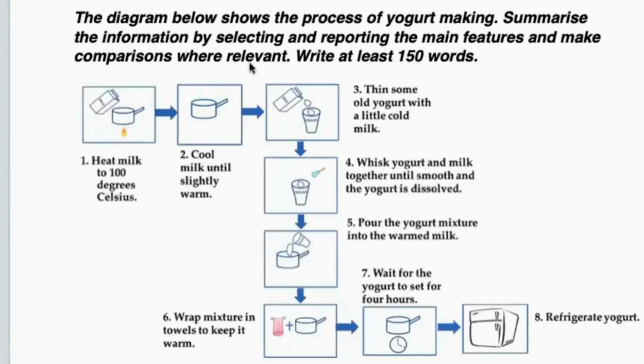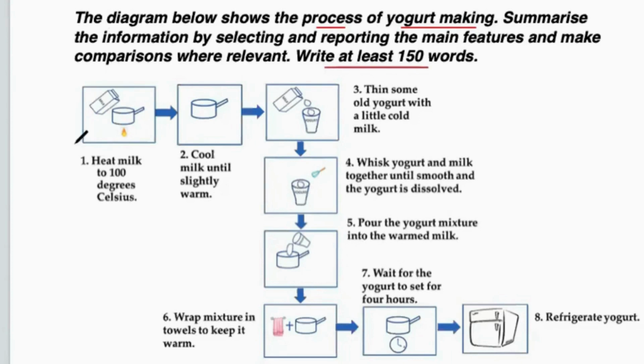Here's our first essay for today. Now I'm going to read the prompt and then we'll take a look at this diagram and then make our notes as necessary. First, it says the diagram below shows the process of yogurt making. Summarize the information by selecting and reporting the main features and make comparisons where relevant. Write at least 150 words. Okay, so this is our prompt for today.